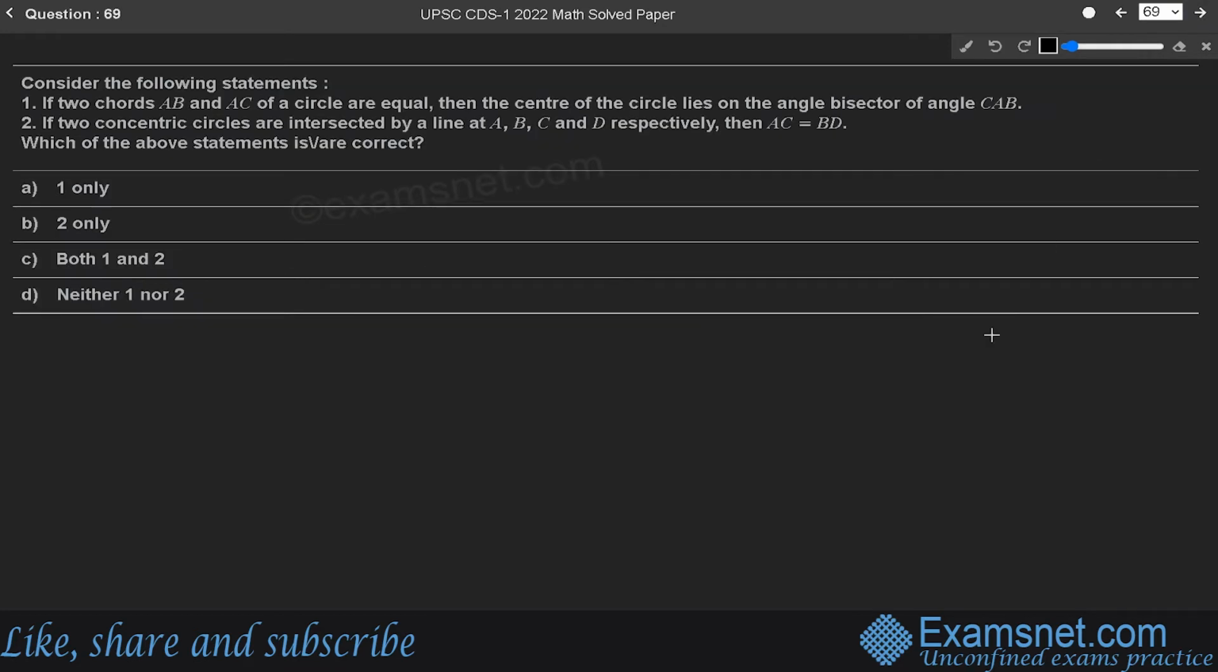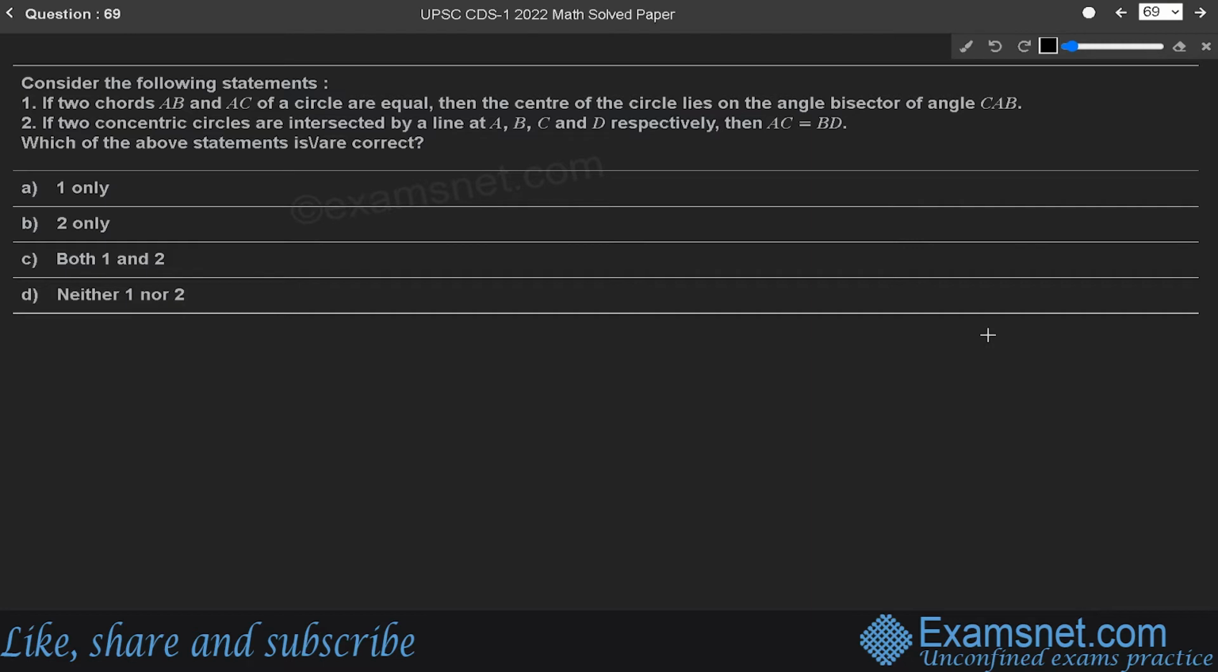Next question is, consider the following statements. There are two statements. Statement 1: if two chords AB and AC of a circle are equal, then the center of the circle lies on the angle bisector of angle CAB. Statement 2: if two concentric circles are intersected by a line at A, B and C, D respectively, then AC is equal to BD. Which of the above statements are correct? We have to find which of statements 1 and 2 is correct.